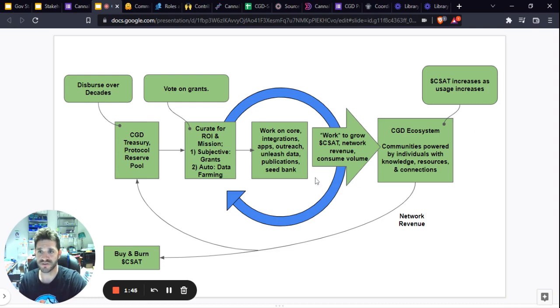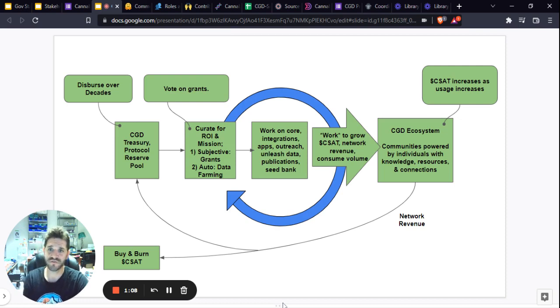which could potentially increase the value of CSAT if the value of the network is growing and generating revenue. And then we also have the option to buy back and burn CSAT to increase the floor price, essentially, and have positive buy pressure if there's a need to adjust that for the community. All these are parameters that can be voted on and modified by the community, and as a percentage of those network fees flow back to the treasury or the reserve pool, that will continue the cycle over time.